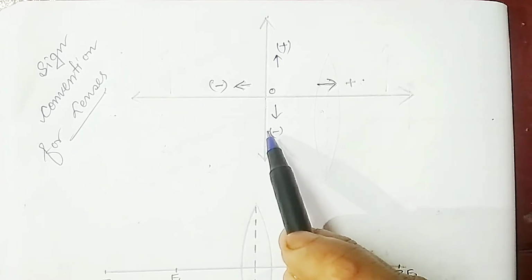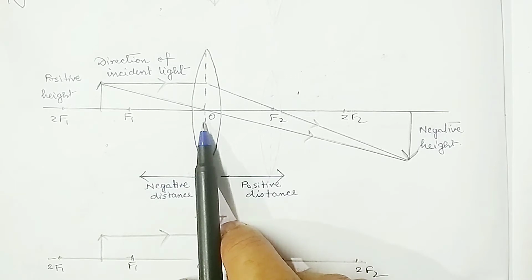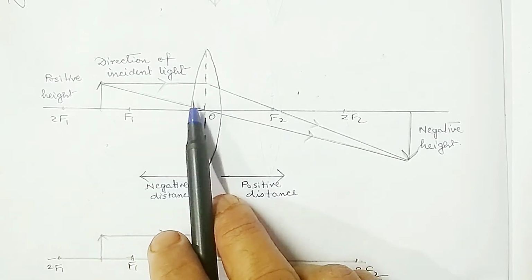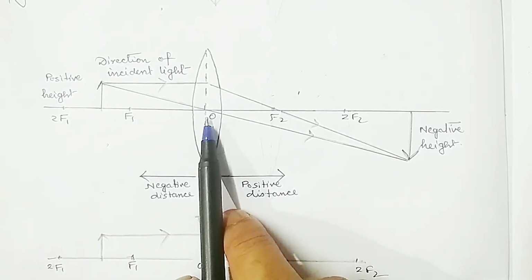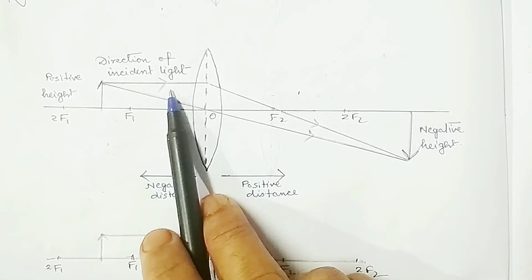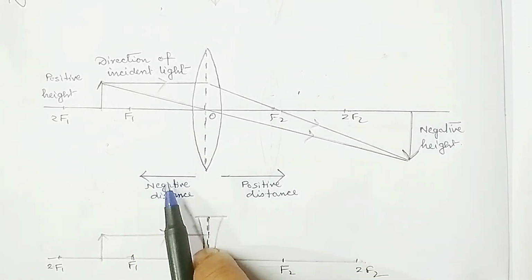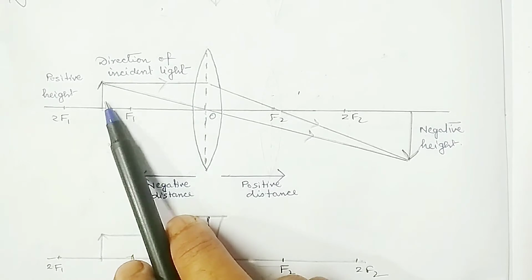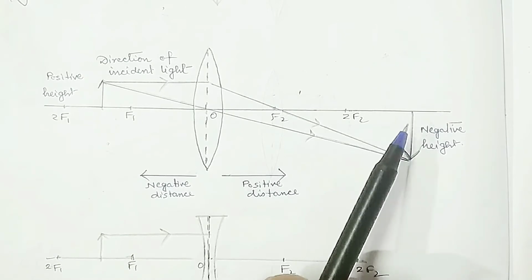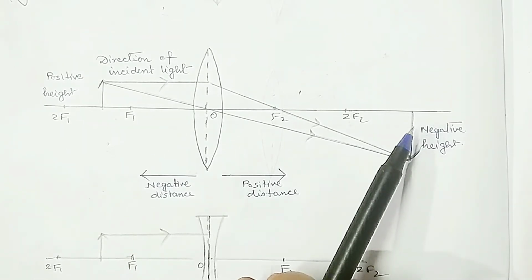Now this concept is used in the new Cartesian sign convention for lenses. According to the new Cartesian sign convention, the object is always kept on the left hand side, whether it is concave or convex. According to this sign convention, all distances are measured from the optical center of the lens. The distances measured in the direction of incident light are taken as positive, whereas distances measured against the direction of the incident light are taken as negative. The distances measured upwards and perpendicular to the principal axis are taken as positive, whereas distances measured downwards and perpendicular to the principal axis are taken as negative.